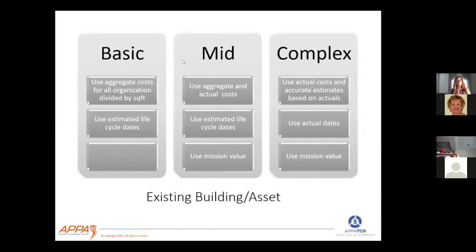In mid, we're using aggregate and actuals. We're still using estimated life cycle dates, and we're adding in that mission value. And then in complex, where we have actuals, we're going to use the actuals, and where we have accurate estimates based on actuals for our future costs, we're going to use them for that existing asset. Then we're going to use the actual dates. When does that system need to be replaced? When does it not? And then we're also going to use mission value. So that's where we have our basic, mid, and complex for our existing asset.